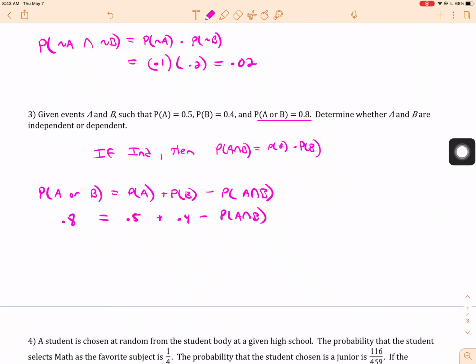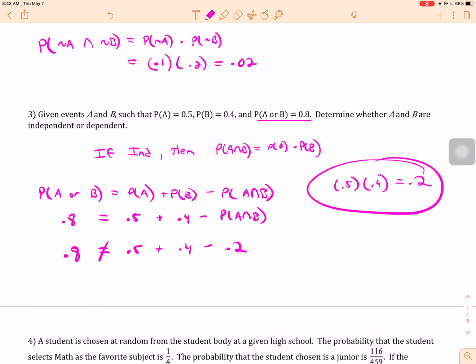Let's see what happens when we do that. What is 0.5 times 0.4? Well, that's 0.2. So if you plug this in now, you'll see it will not work. Watch, 0.8 does not equal 0.5 plus 0.4 minus 0.2. So therefore, this cannot be the formula used. So this is going to be dependent. It's a little tricky.